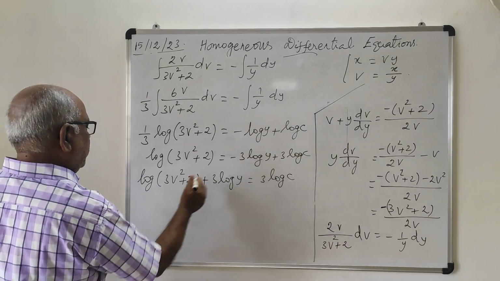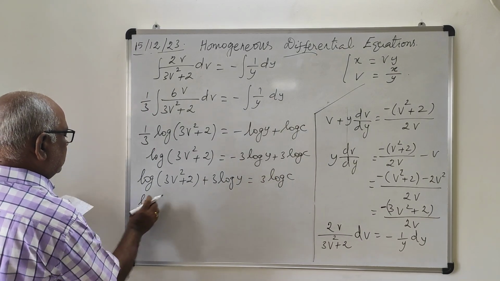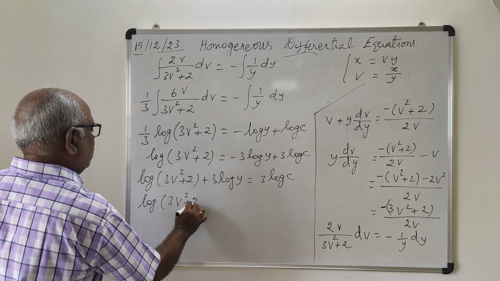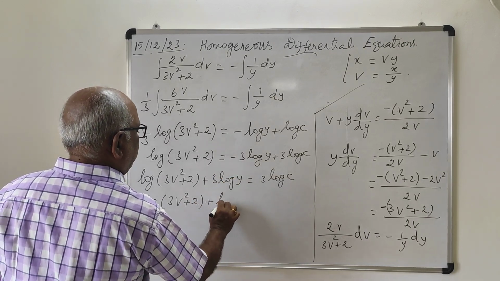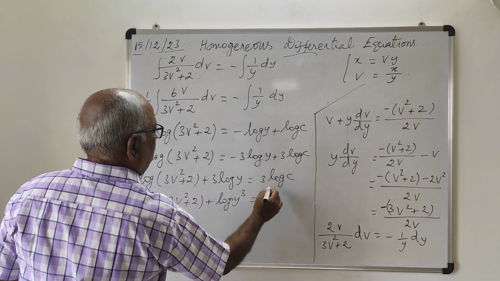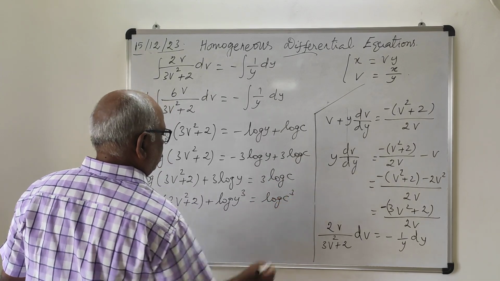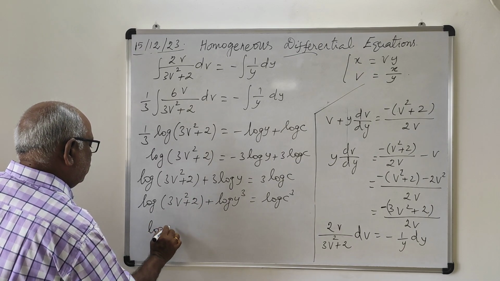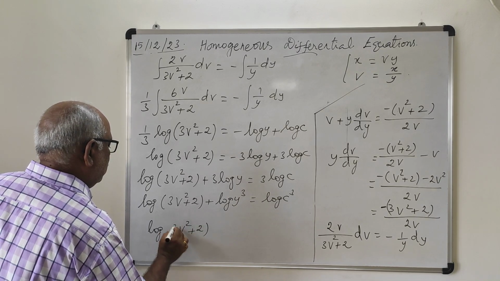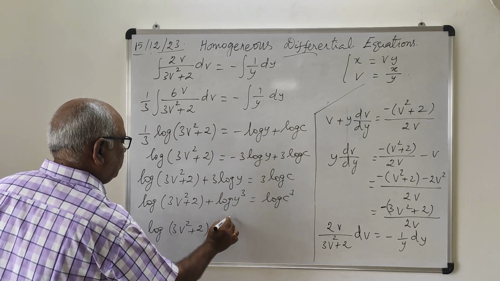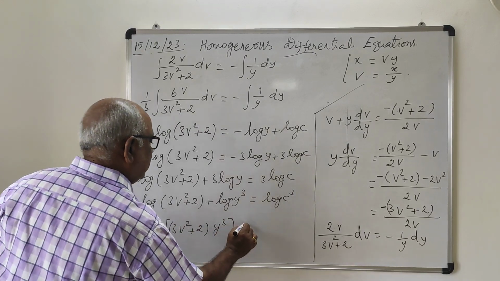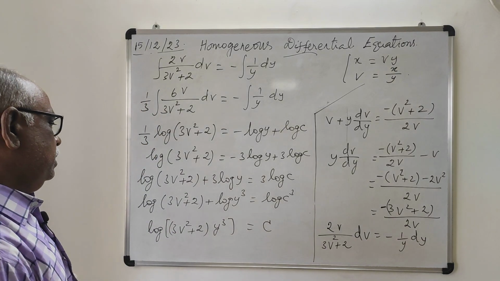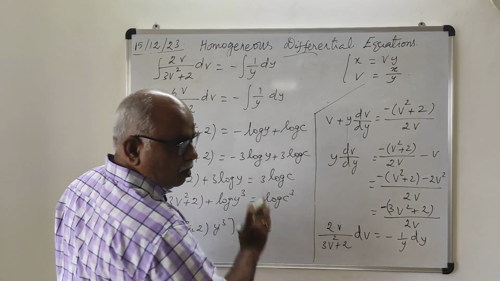3 log y is log y cube. This is log of 3v square plus 2 plus 3 log y is log y cube. 3 log c is log c cube. See, log m plus log n is log m n. Therefore, log of 3v square plus 2 into y cube equal to log c cube. Log c cube is a constant. I consider it by some other constant, capital C. Log c cube is another constant, I can call it c.